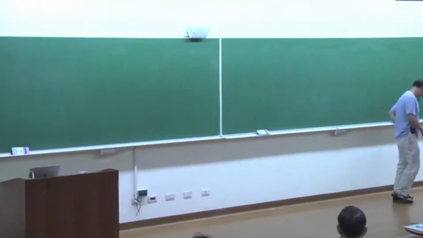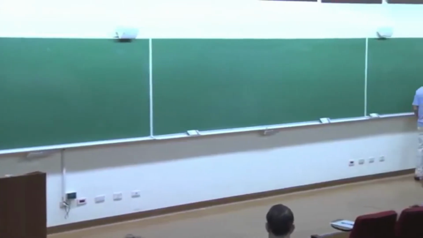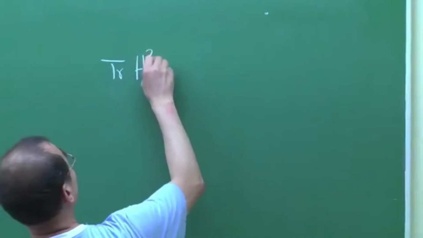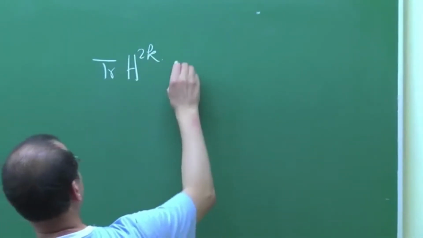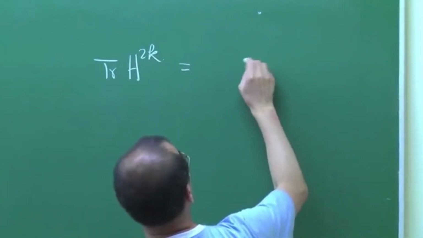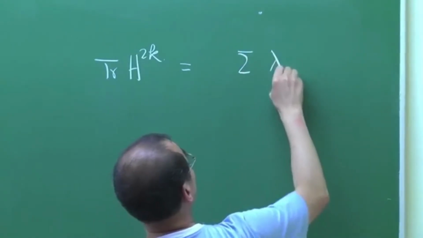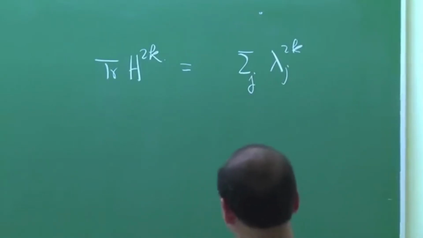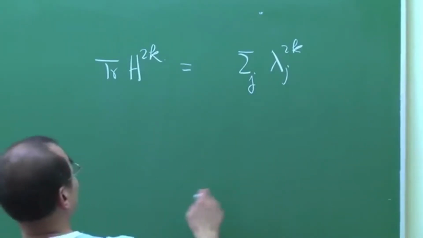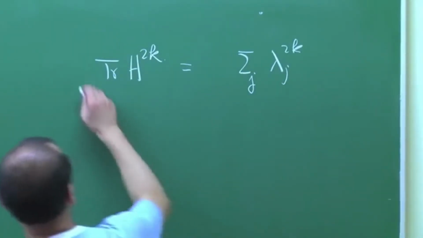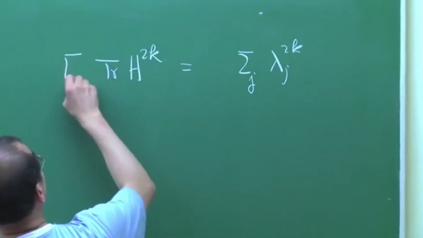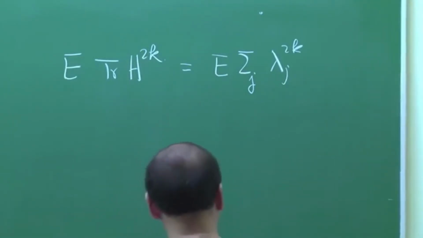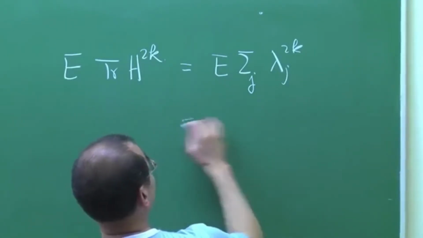Oh, sorry. I'll explain why the trace is correct. If you compute the trace of H to the 2k, it's equal to the summation over j of lambda j to the 2k. So take the expectation of this.